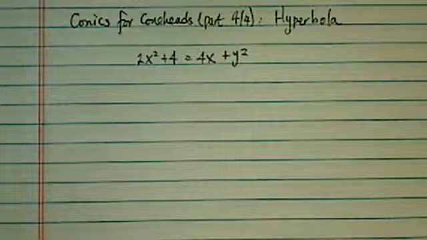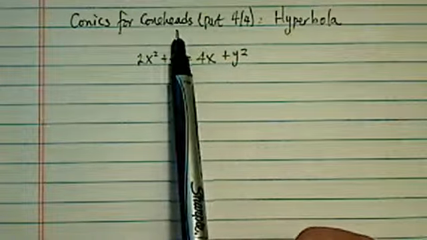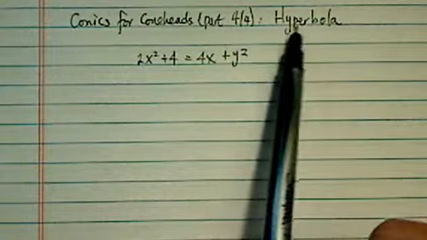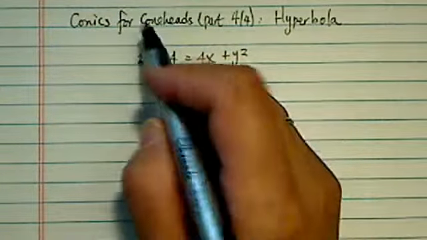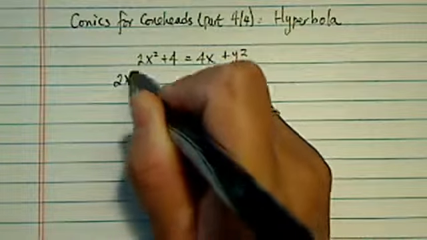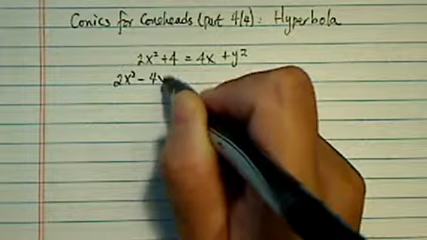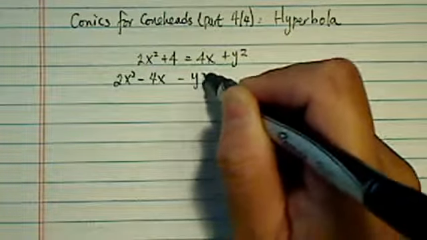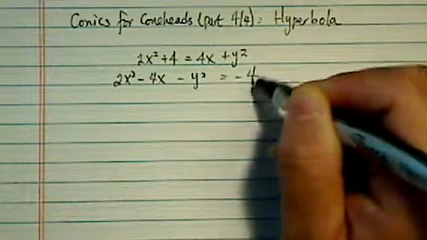Thank you for watching this clip on conics for coneheads. This is the last part. We're dealing with hyperbolas here. Let's get started. So we're going to be completing the square. Let's gather all the x's together, and here's minus y squared equal to minus 4.